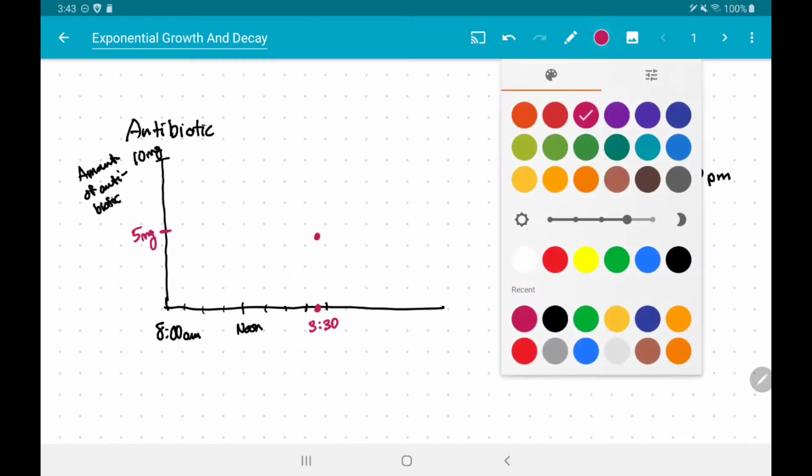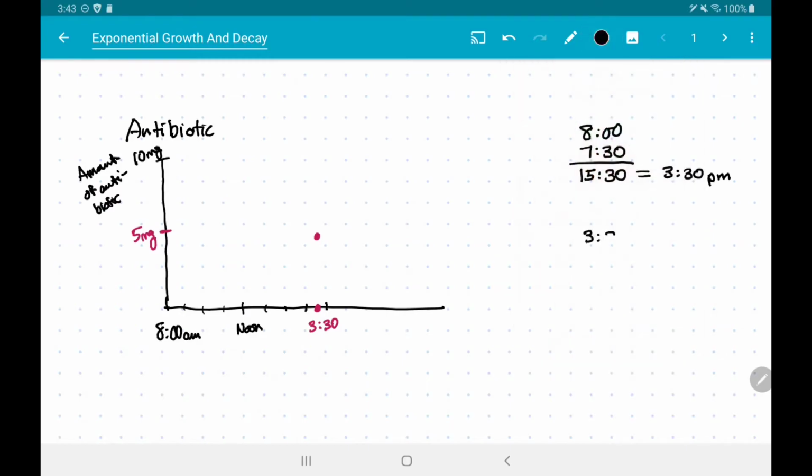If I add another 7.5 hours, so I start with 3:30 p.m. and I add another 7.5 hours, we need to regroup some minutes here and rewrite this as 11 o'clock p.m. So let's see here, 4, 5, 6. So here's 6 p.m., 7, 8, 9, 10, 11, and here's midnight. At 11 p.m., yeah, that's right about here.